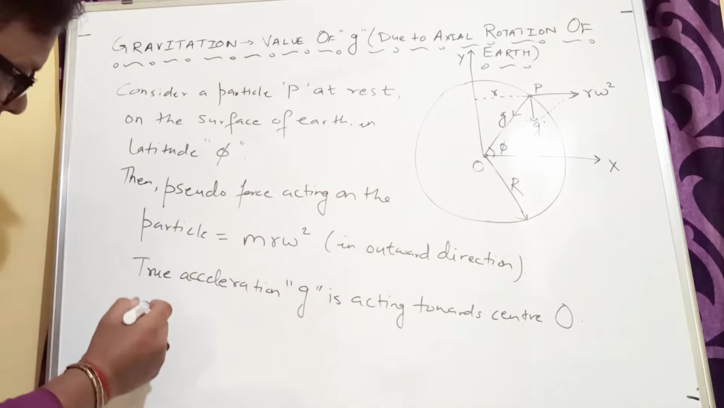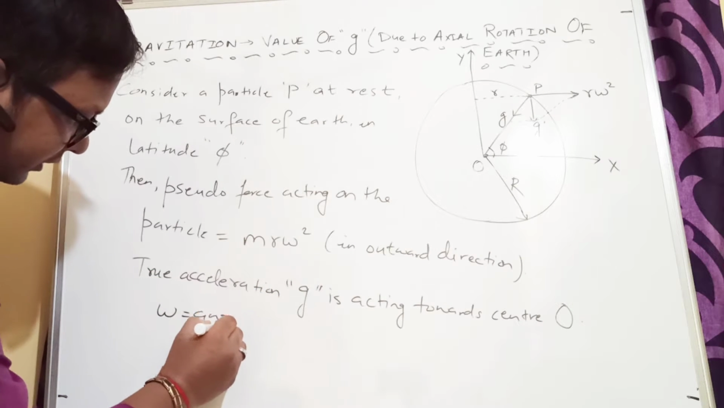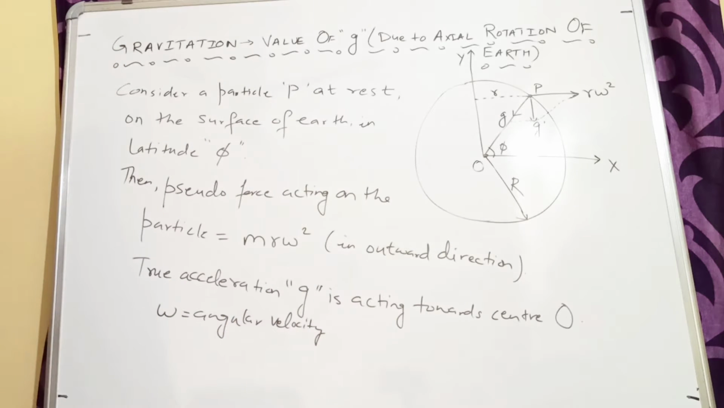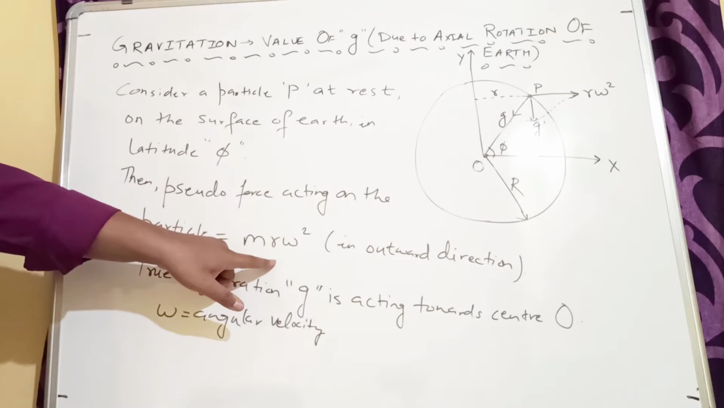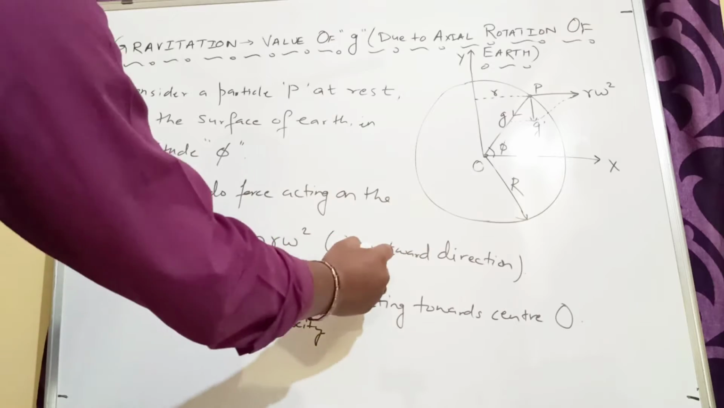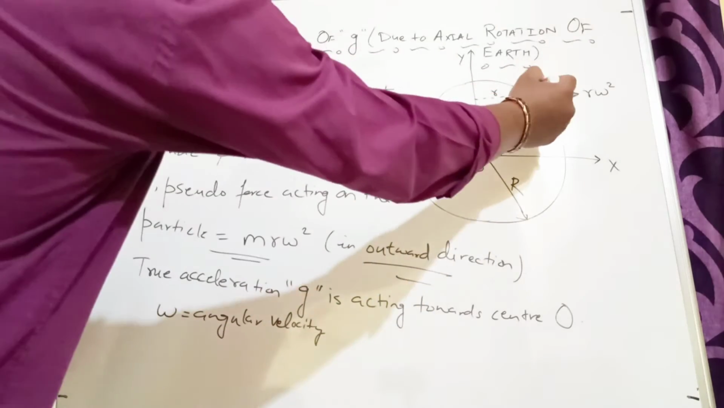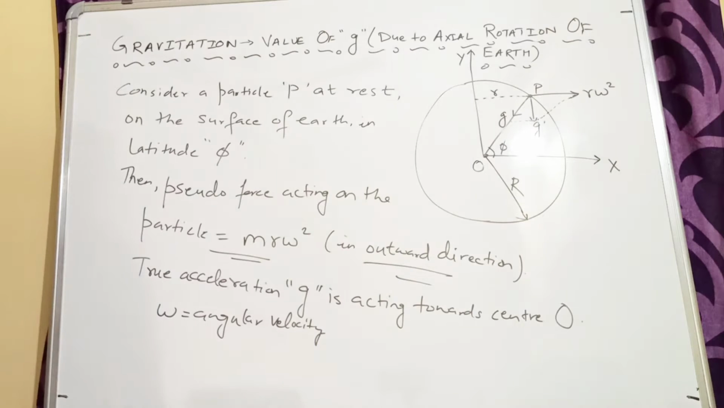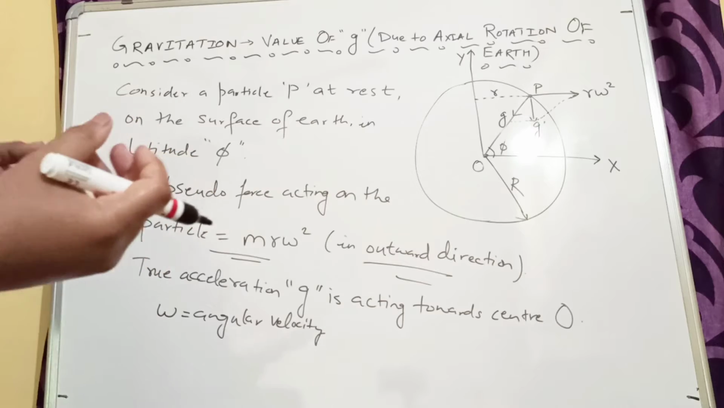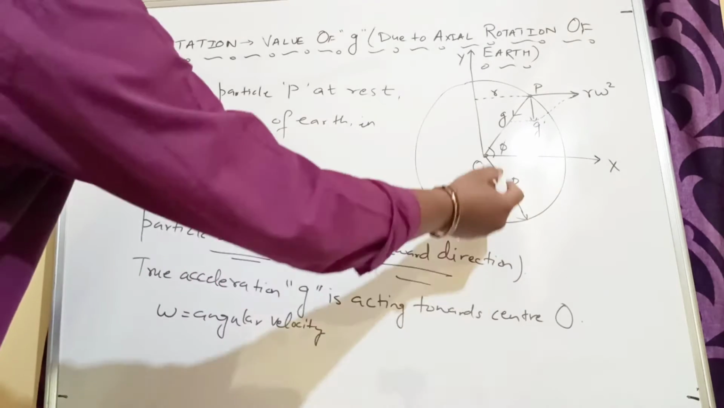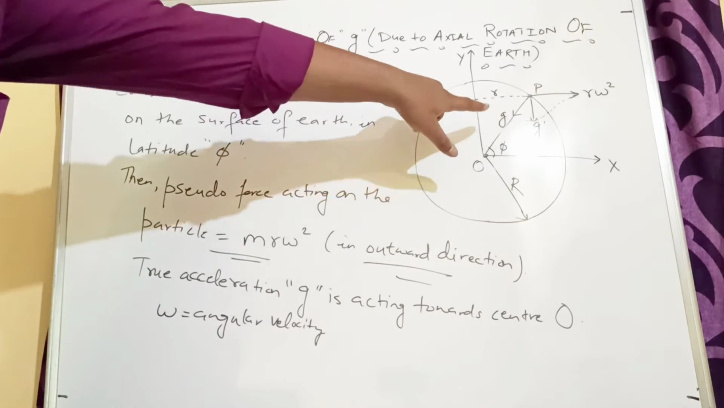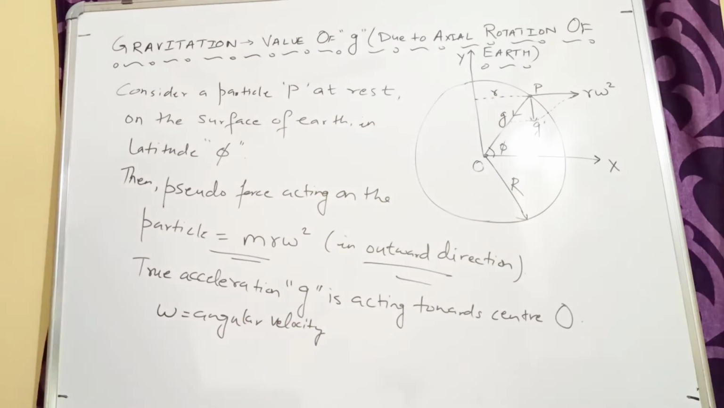where omega is the angular velocity. So the force will be m r omega square, and because of this rotational effect, this force will be in the outward direction, meaning the direction of this force is in this direction. Clear? Now the true acceleration g, which is the actual acceleration small g, will be acting towards center O. This is your center. So the value of small g will always be acting towards the center of Earth. Clear?